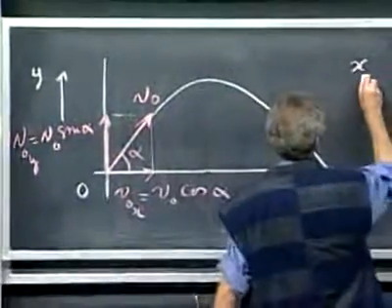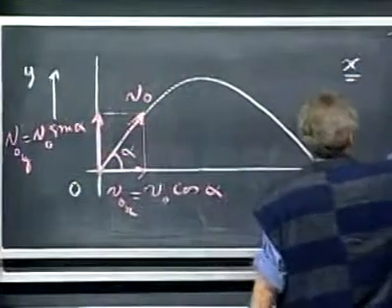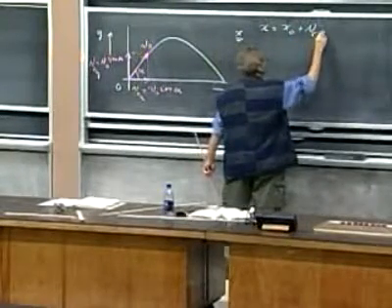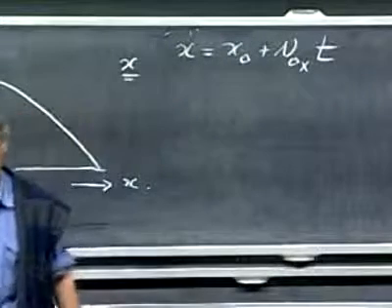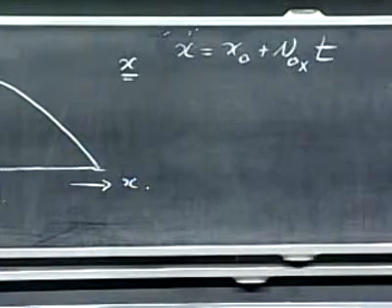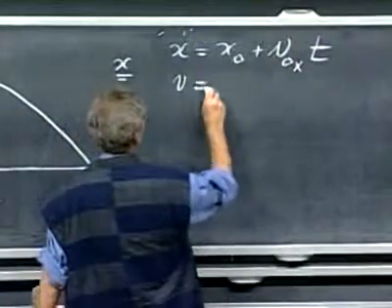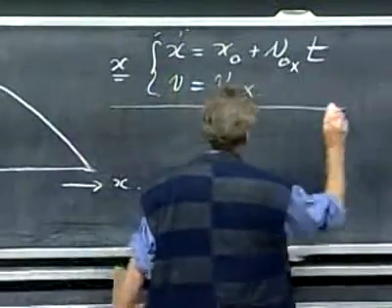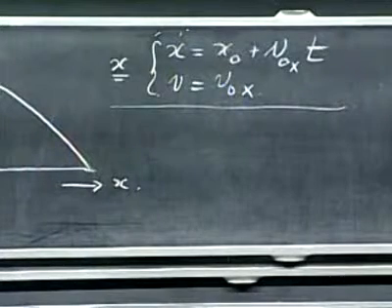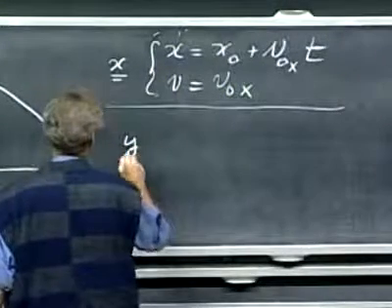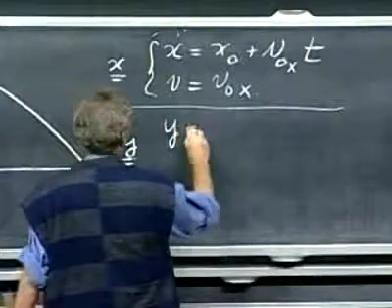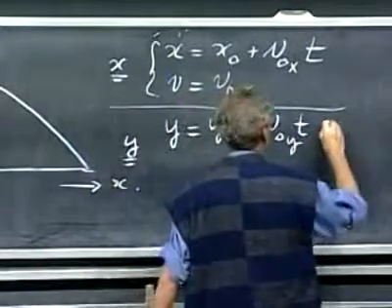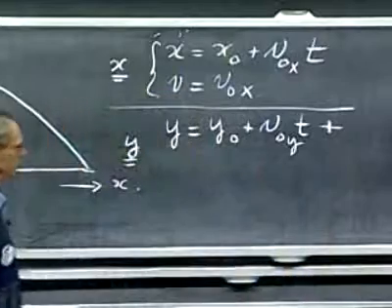So here come the equations for the x direction. x as a function of time equals x0 plus v0x times t. That's all, there is no acceleration. The velocity in the x direction as a function of time is simply v0x. It never changes. So that's the x direction. Now we take the y direction. y as a function of time equals y0 plus v0y t plus 1/2 a t squared.